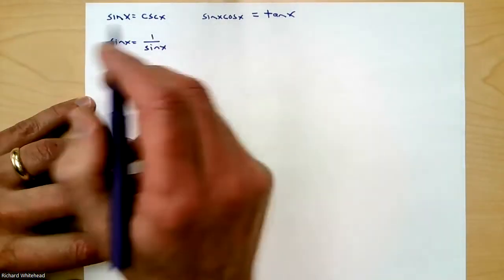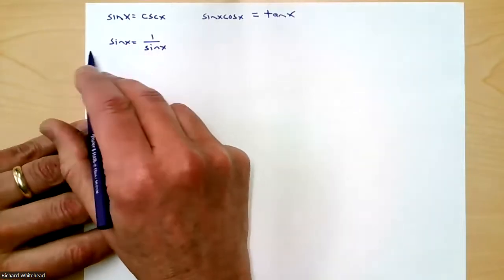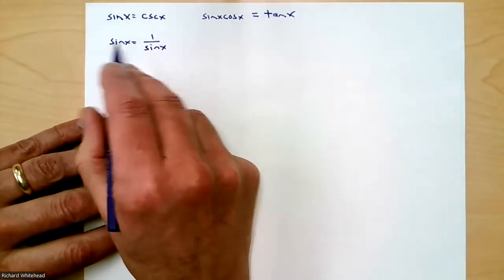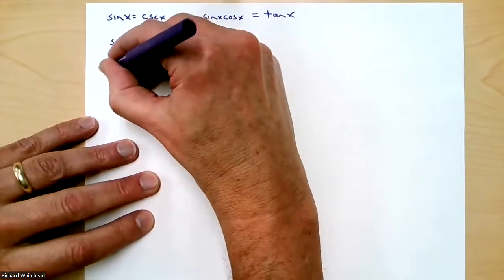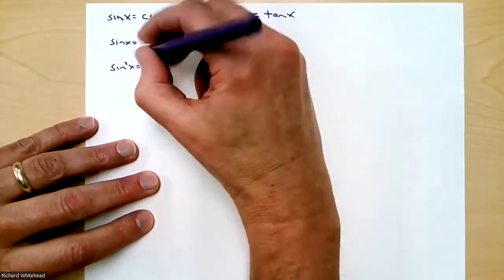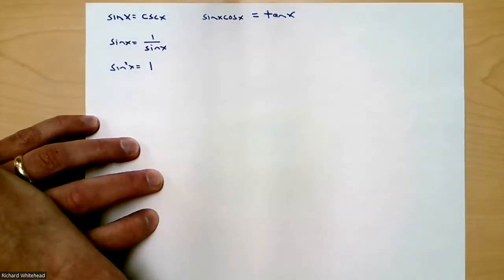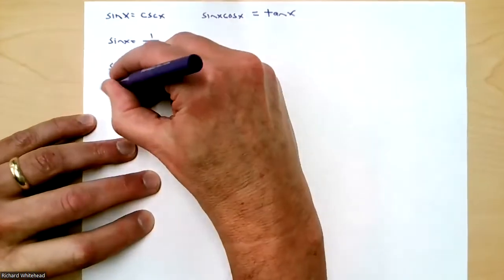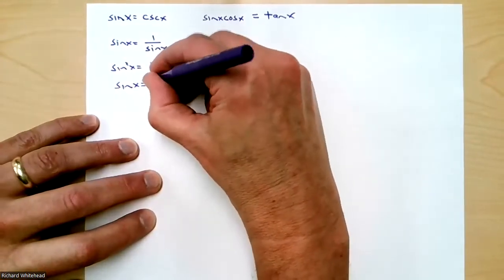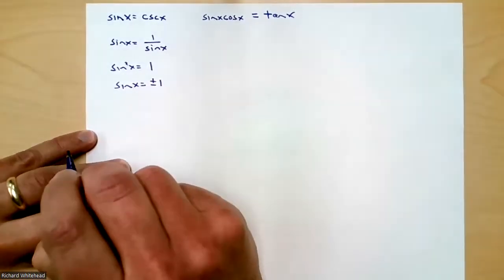And I know what you're thinking. You're going, well, heck, let's just cross multiply. Well, that's the same thing as multiplying by the least common denominator. So if you just cross multiply, you get sine squared is equal to 1. So sine is equal to plus or minus 1 when you take the square root of both sides.